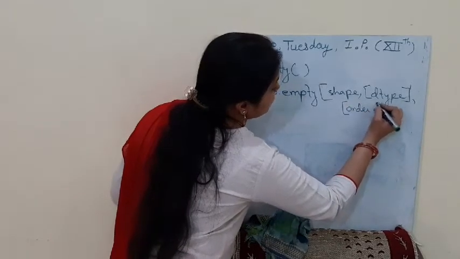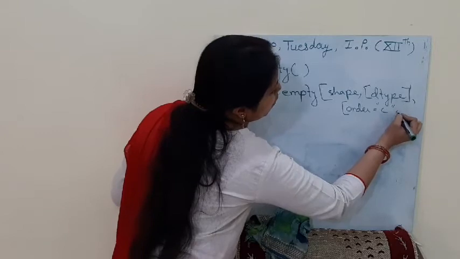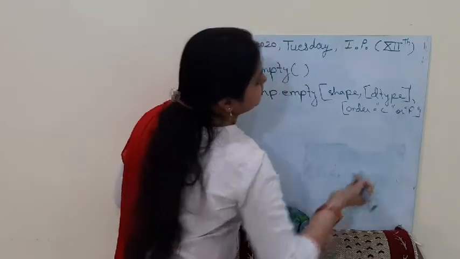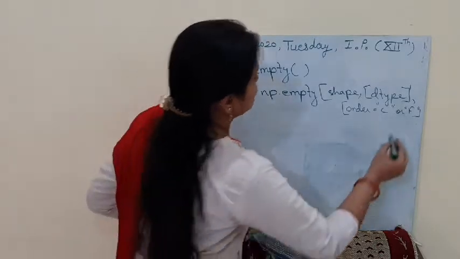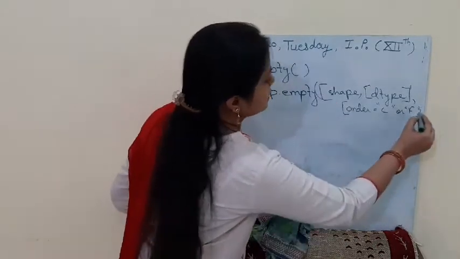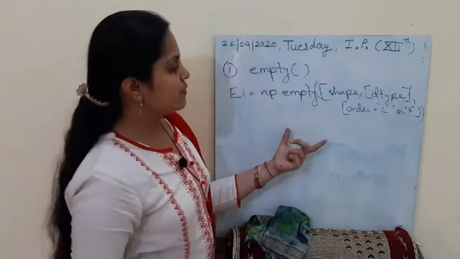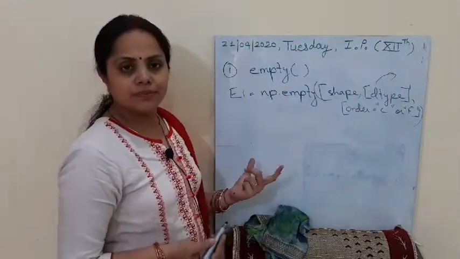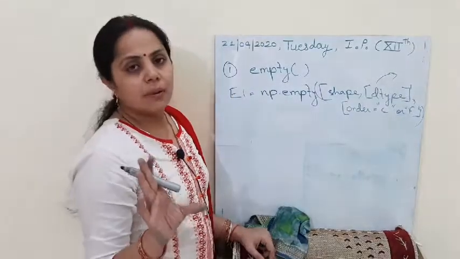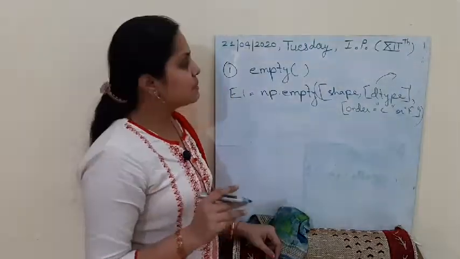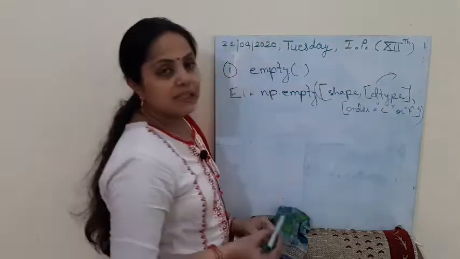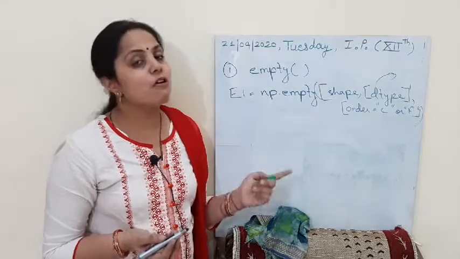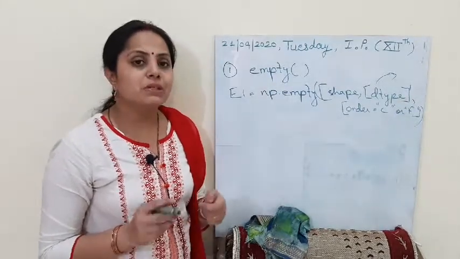Now this order can have two values, C or F. Now this is also an optional value, but if we give it, what will happen? Shape, you all know, is the arrangement of the array that is being created, and dtype is the data types that are defined in the arrays of Python. I have shown you, it was on page number 297.